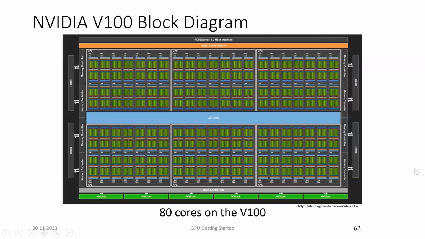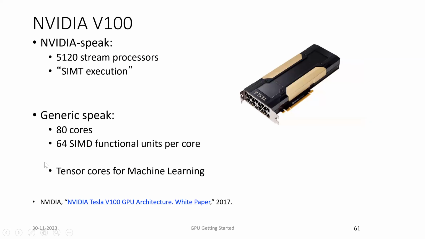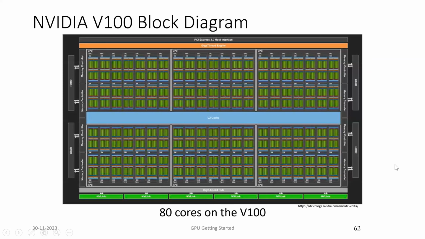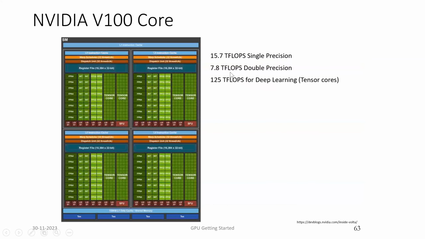And this is how the V100 looks like. It has 80 cores, and each of them, as mentioned, has 64 functional units within it. With V100, the throughput can be as high as 15.7 teraflops, or 7.8 teraflops for double precision, meaning 64 bits. Or if we are using the tensor cores that are typically used for deep learning applications, we can achieve a throughput of 125 teraflops.